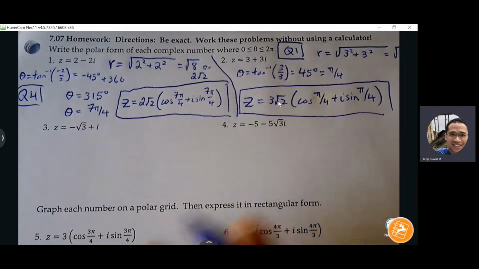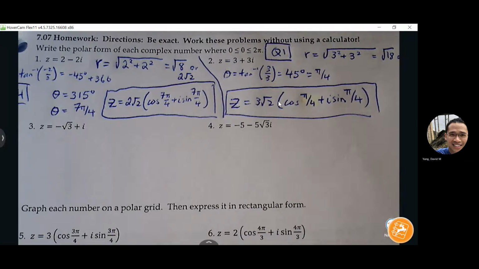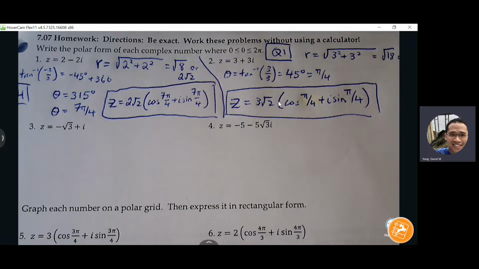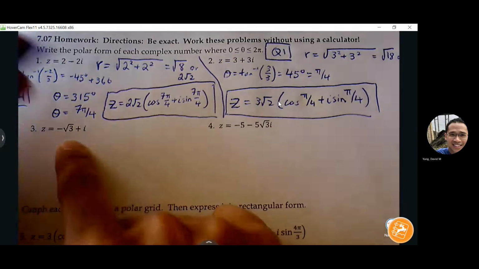Any questions with 1 or 2? Yeah, so I would suggest the first thing you do, name the quadrants. That way you always have a way to double check and make sure that you're not accidentally in the wrong quadrant and giving the wrong answer.